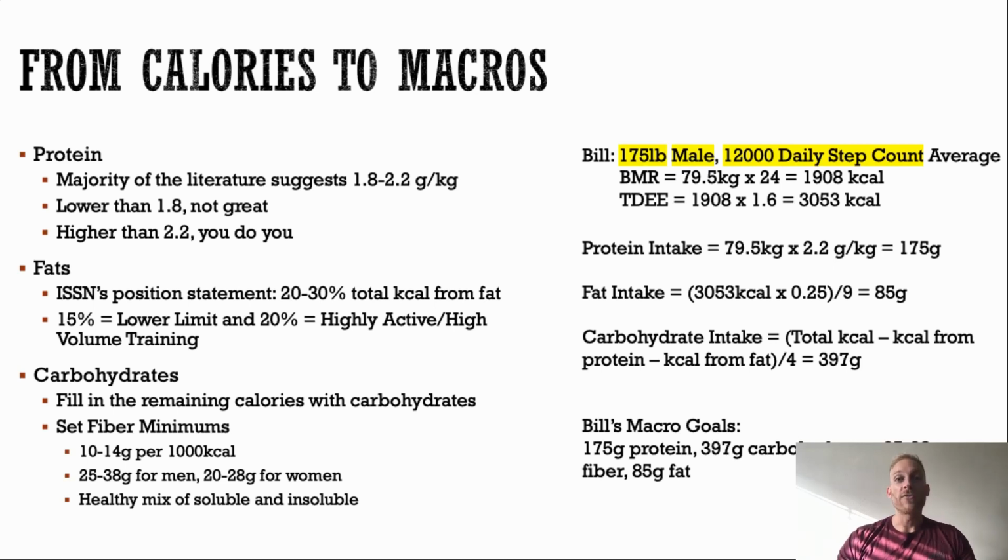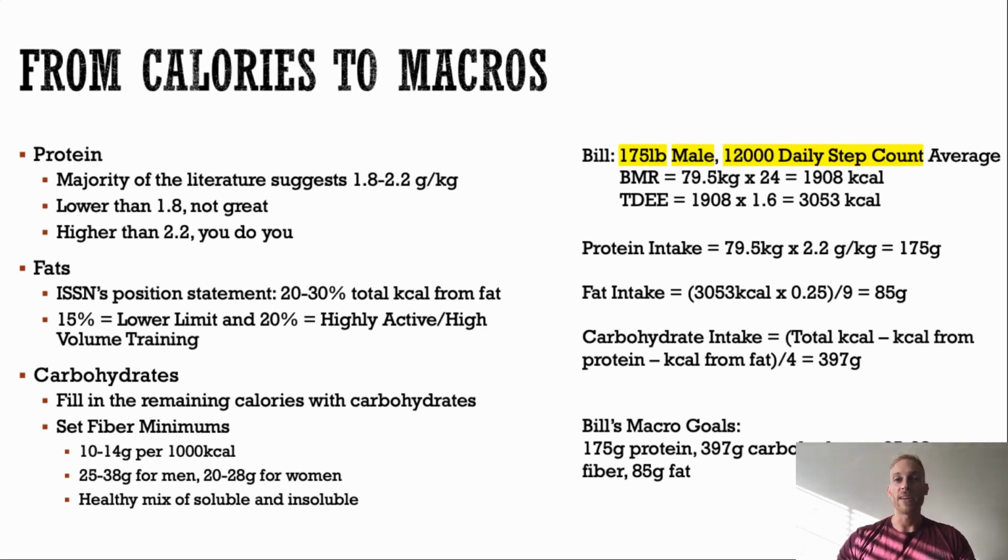All right, now going from calories to macros, because calories only tell us part of the story. We have to find out his protein, his fats, and his carbohydrates. I like to go in that order, and you'll see exactly why. So for protein, the majority of the literature, the ISSN position stand, is that 1.8 to 2.2 grams per kilogram is sufficient for the resistance training individual. If you're sedentary, different recommendations, but if you're sedentary, you're probably not watching this.